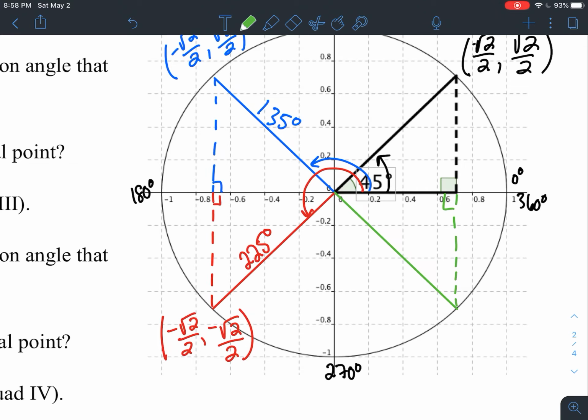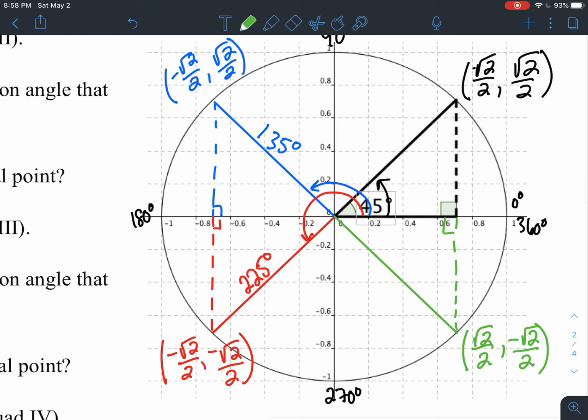Reflecting it over the x-axis from my original black one, or reflecting it over the y-axis from that previous one, the red one that I just went through, the 225. What we should see is that since my coordinates are the same, I'm looking at now a positive x value and a negative y value.